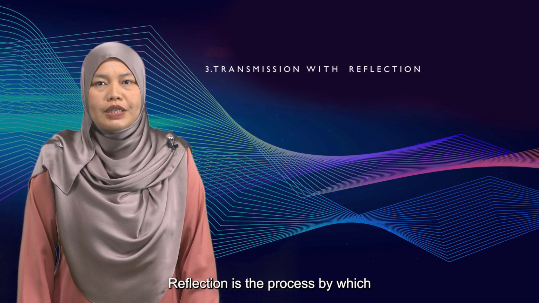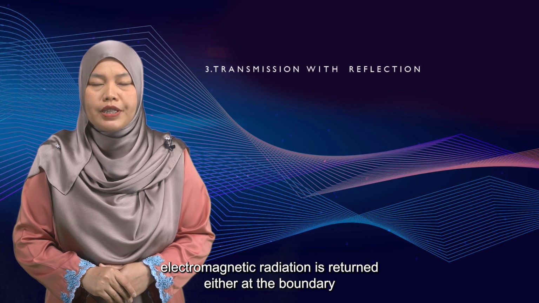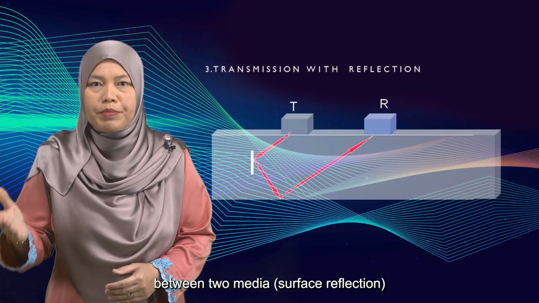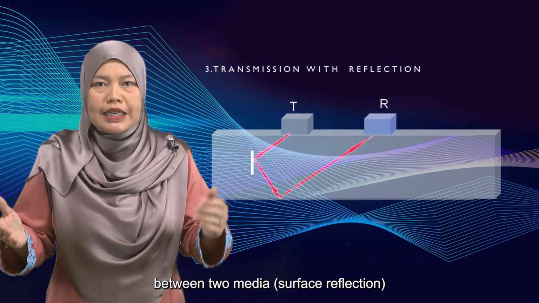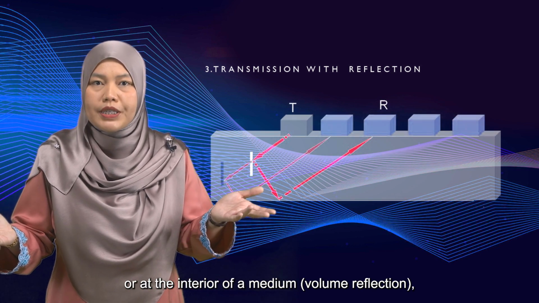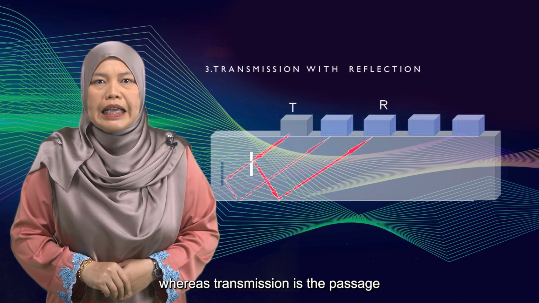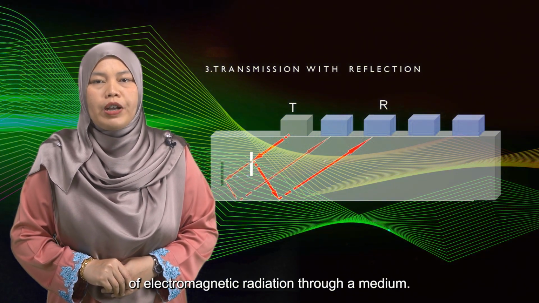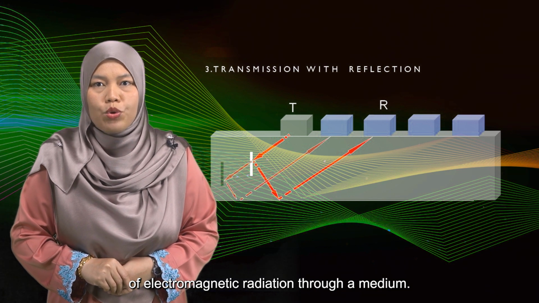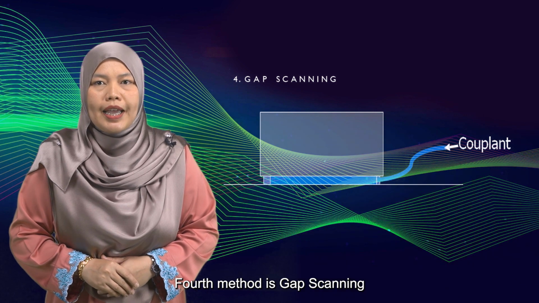Reflection is the process by which electromagnetic radiation is returned either at the boundary between two media, which is surface reflection, or at the interior of the medium, which is volume reflection, whereas transmission is the passage of electromagnetic radiation through a medium. Fourth method is gap scanning.